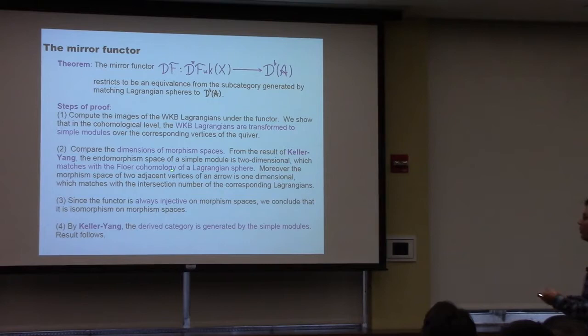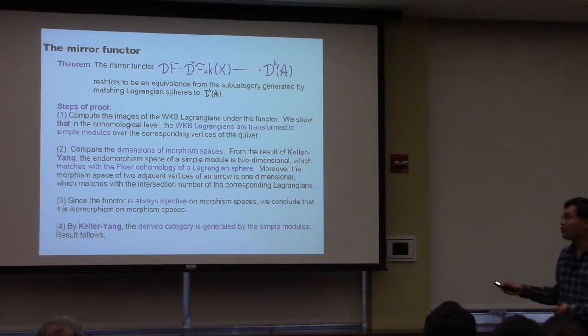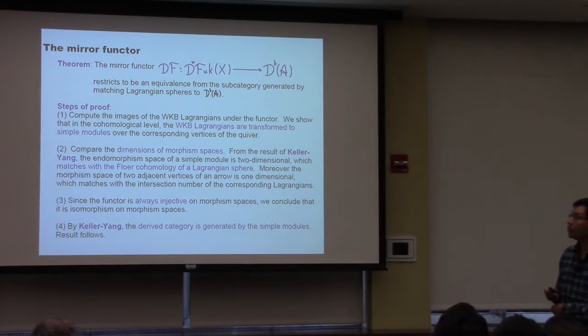Once you match the dimension, because in general theory the functor is already injective, you know that it is an isomorphism on the Hom space. Also it is a result on the algebra side by Keller-Yang that the category is generated by the simple modules. So the functor is surjective, and indeed it is an isomorphism on the subcategory generated by the geometric spheres. So this is the end of my talk. The conclusion is that we can use Lagrangian fibrations to hook up interesting non-commutative deformations and also an interesting functor realizing homological mirror symmetry, which could be useful in other settings.